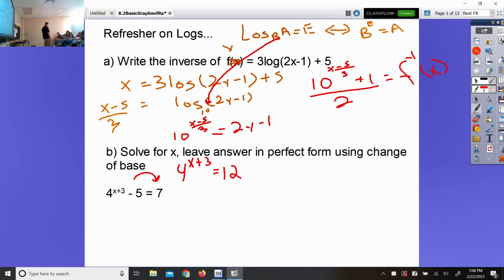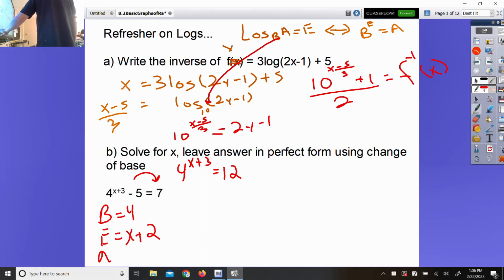She's ready to become a logarithm. You should be able to identify the base. 4 to the x plus 3 is 12. What's the base? 4. I know some kids can't. I've done this for years. It has a base of 4. What's her exponent? X plus 3. And what's her answer?